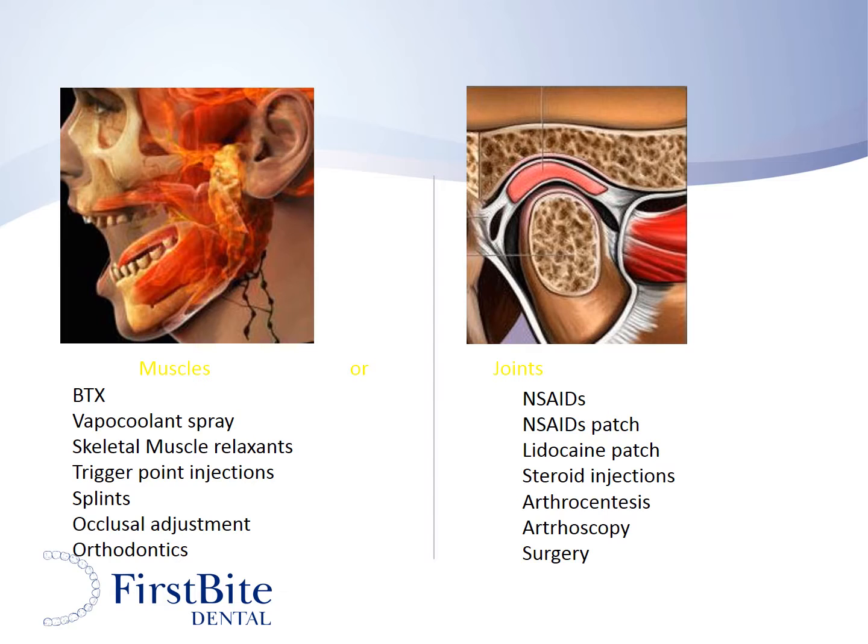Splints, occlusal splints, is to wear at night time to not have as much pressure in your grinding and clenching. Occlusal adjustments is where we adjust the way your teeth bite, so we adjust the teeth themselves to put more even pressure.